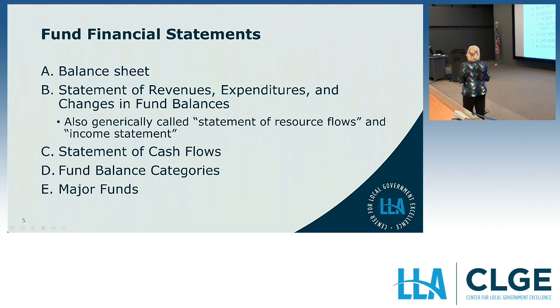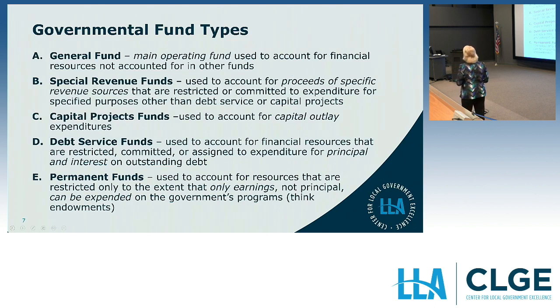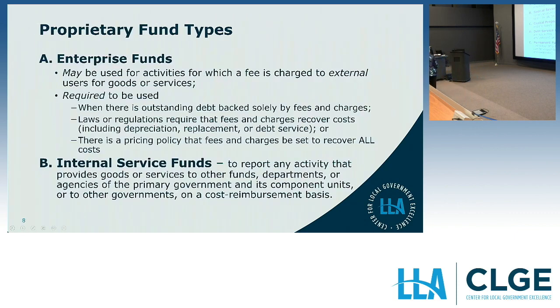And then we're going to talk about fund balance categories, and we are going to talk about major funds, and we are going to dispel the mystery because you will be able to determine which of your funds are major funds. All right, so we have our 3 categories of funds: governmental, proprietary, fiduciary. Under governmental fund, we have 5 types. We have our general fund, our special revenue fund, our capital projects, our debt service, and our permanent funds. Under our proprietary, we have 2. We have our enterprise funds and our internal service funds.